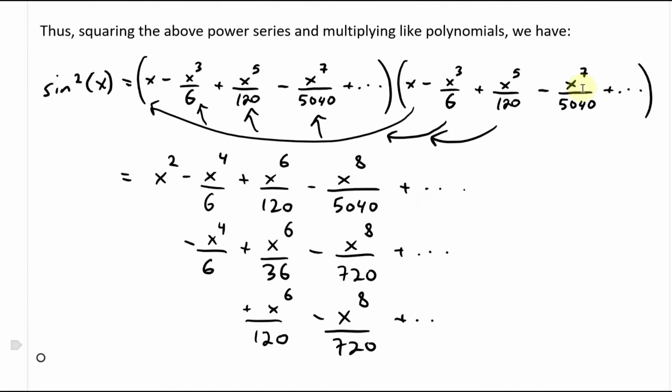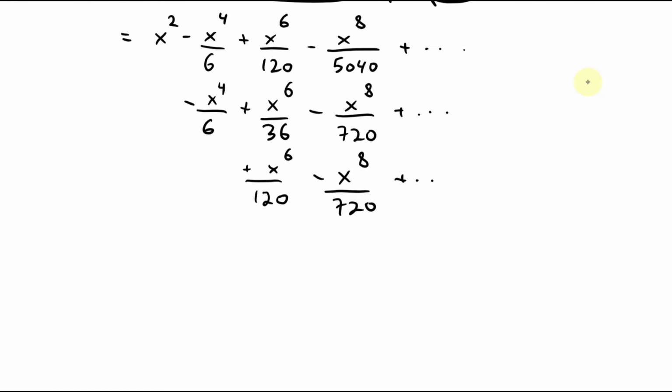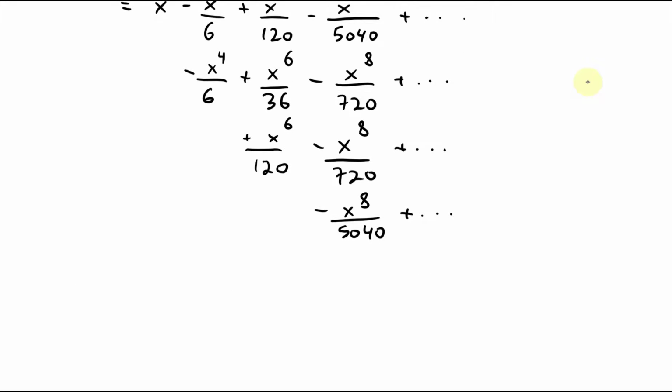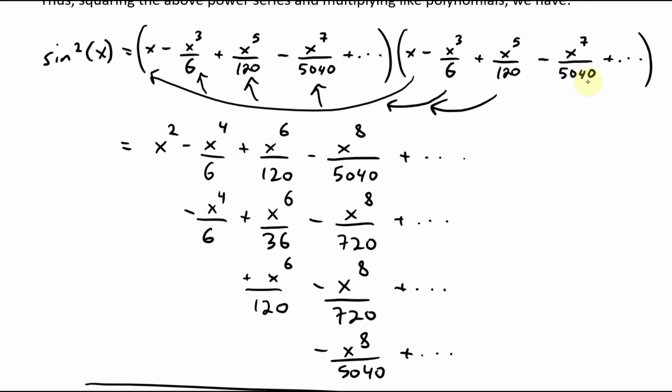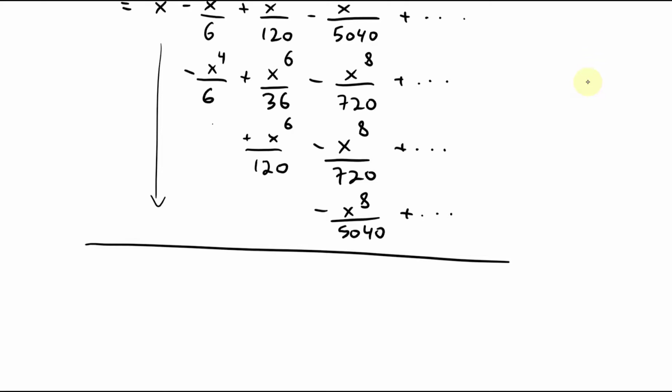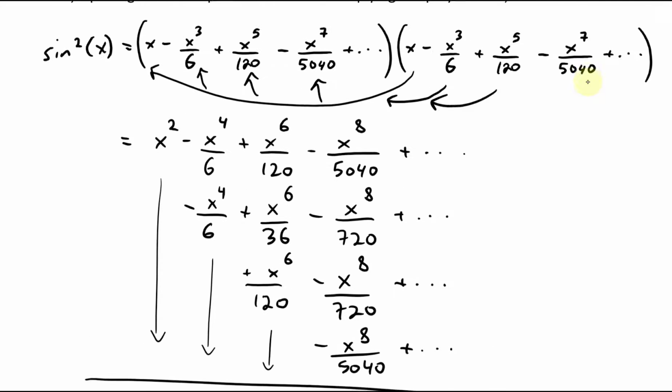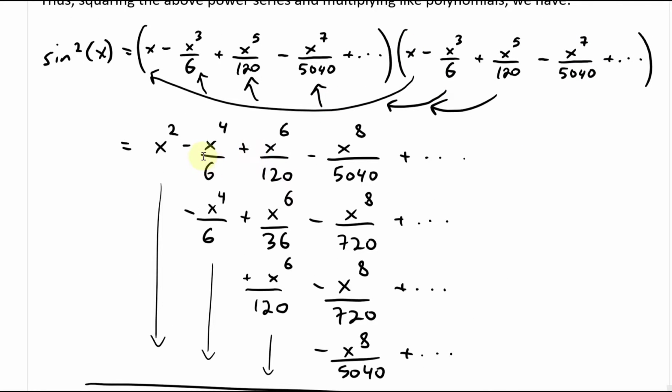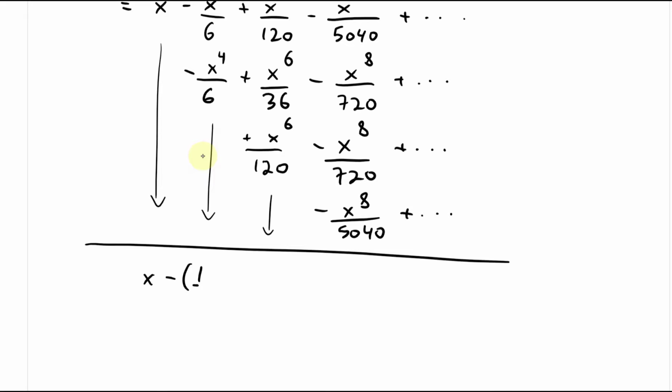And then one more term is this one right here. Negative x to the 7 divided by 5040. This one here multiplied by the x just becomes negative x to the 8 over 5040, and plus dot dot dot, another dot. So what we end up getting is we sum this all up, and then this one goes down, this goes down, etc. We get an x squared, and then this one is negative 1 over 6 plus 1 over 6.